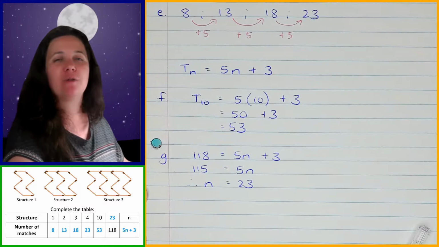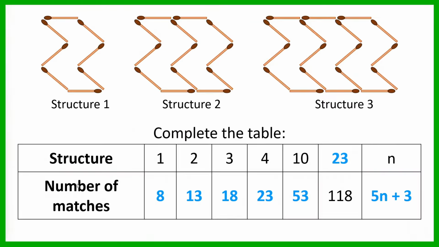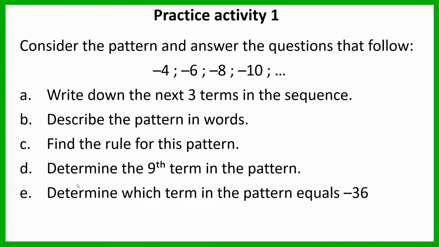Now we're going on to something that you're going to do for yourself. The first one you're going to do, you've been given the pattern -4, -6, -8, -10. You need to write down the next 3 terms. You need to describe the pattern in words. You need to find the rule for this pattern. You need to determine the 9th term in the pattern. And you need to determine which term in the pattern equals -36. I'm going to give you 2 minutes to work on this question.